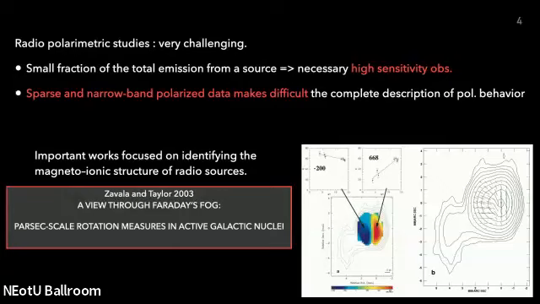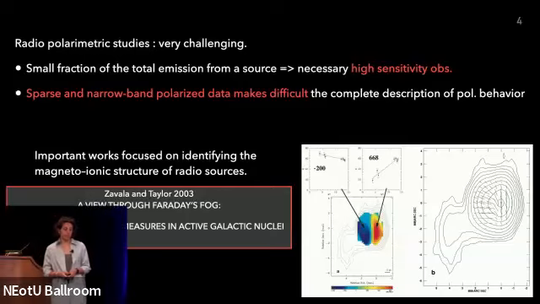Nevertheless, people have made important and significant work here. I just cite this one from Zavala and Taylor, 2003, where they made a complete survey measuring Faraday rotation measure on AGN at parsec scale.